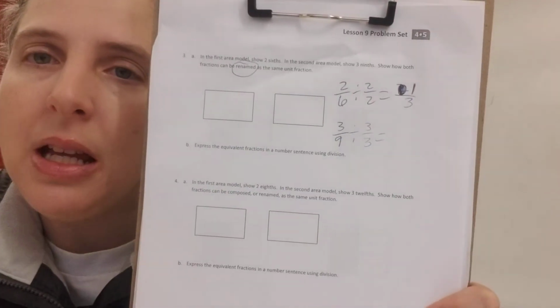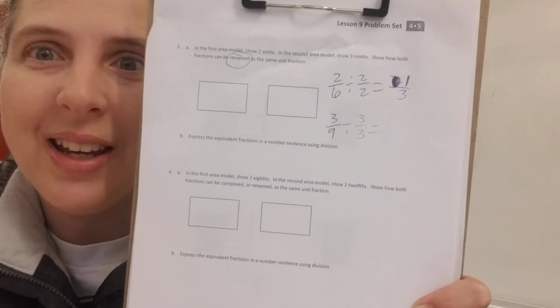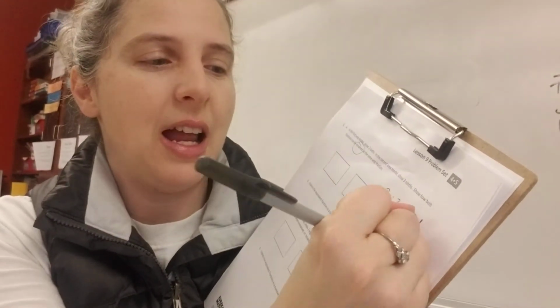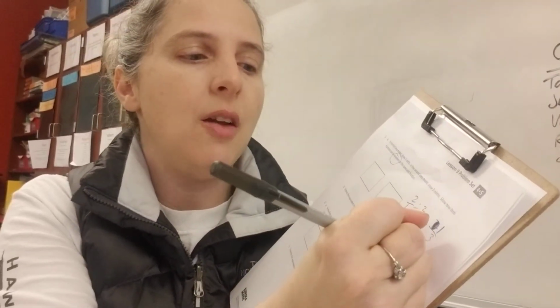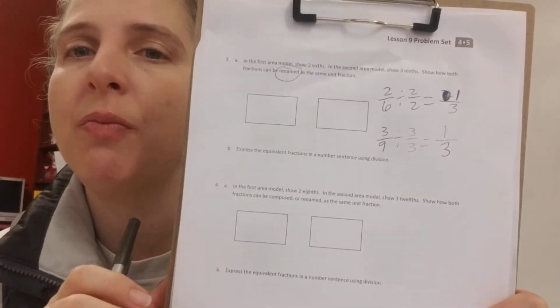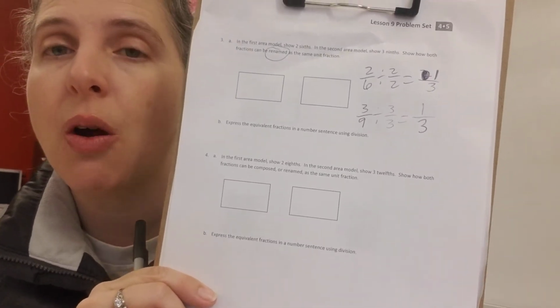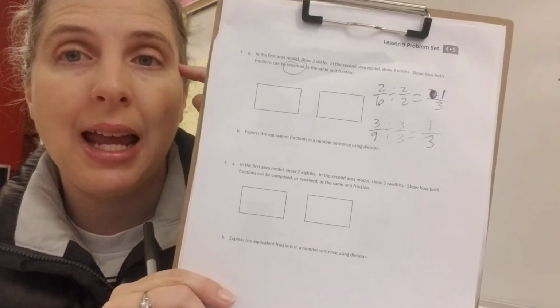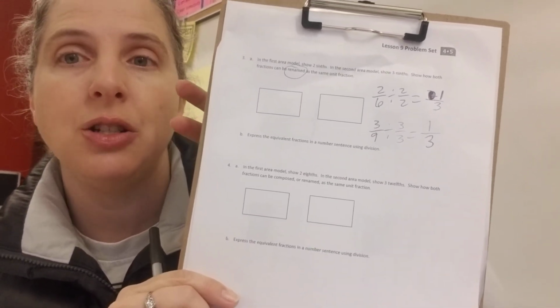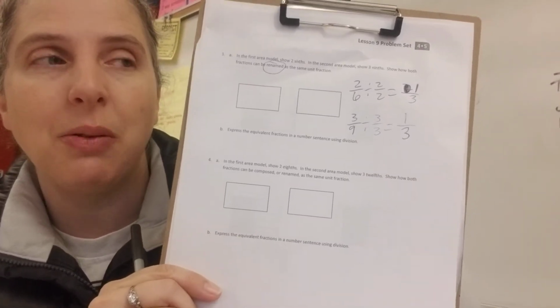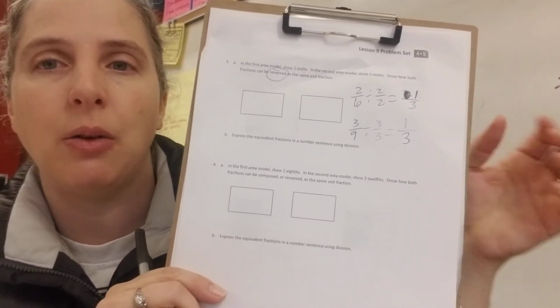3 divided by 3 equals 1. 9 divided by 3 equals 3. If you're struggling with the division, you need to either use your multiplication chart or just think of the multiplication facts you've learned and go backwards.